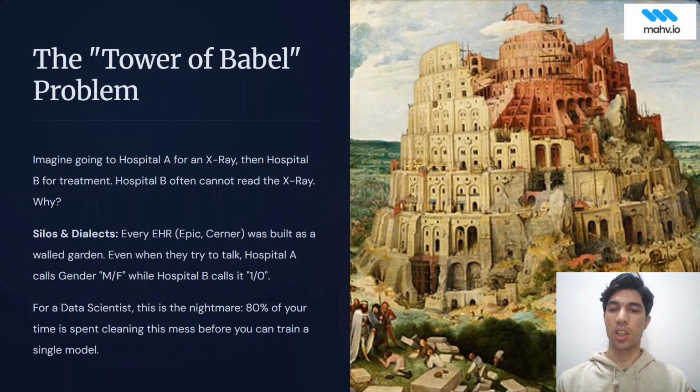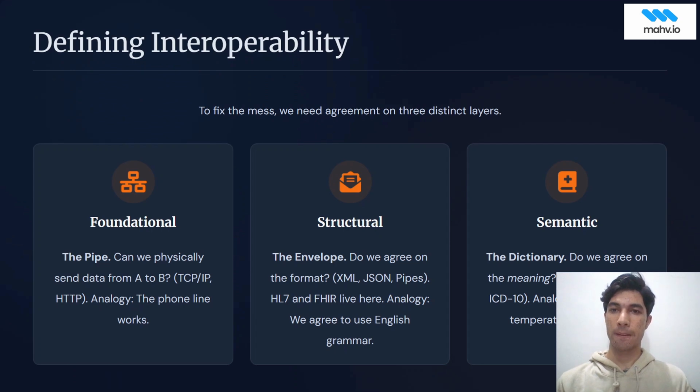data scientists, and creates chaos because before we even think of modeling the data, 80% of our time is spent in cleaning and making this into a universal format. So to fix this problem, we need to agree on three distinct layers.